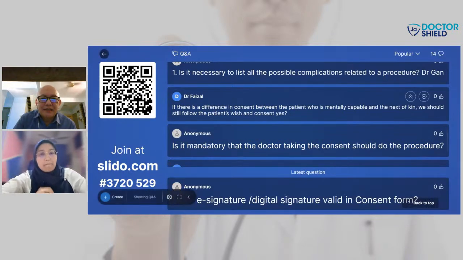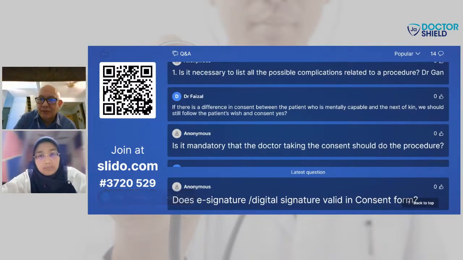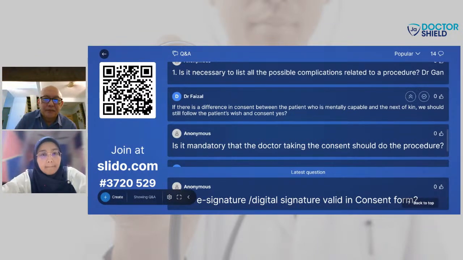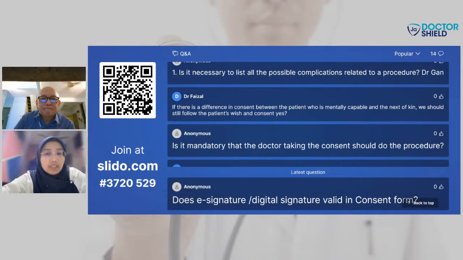Yes. Dr. Faisal asks, is there a difference in consent between the patient who is mentally capable and the next of kin? So who do we follow? Do we still follow the patient's wish and consent? We should follow the patient who is mentally capable, because at the end of the day, the patient should decide and give the consent for the procedure to be undertaken.